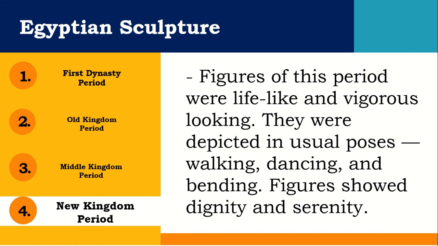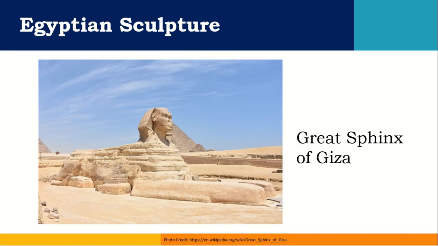And the last one is the New Kingdom period. Figures of this period were lifelike and vigorous looking. They were depicted in usual poses like walking, dancing, and bending. Figures showed dignity and serenity. An example of prehistoric Egyptian sculpture is the Great Sphinx of Giza.